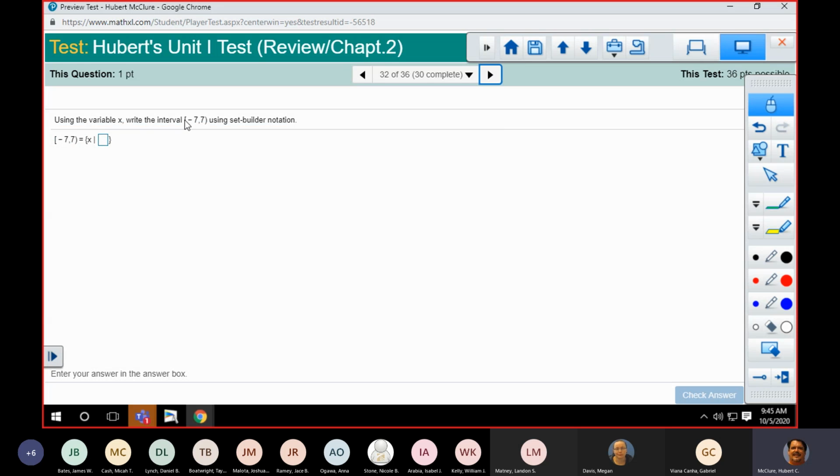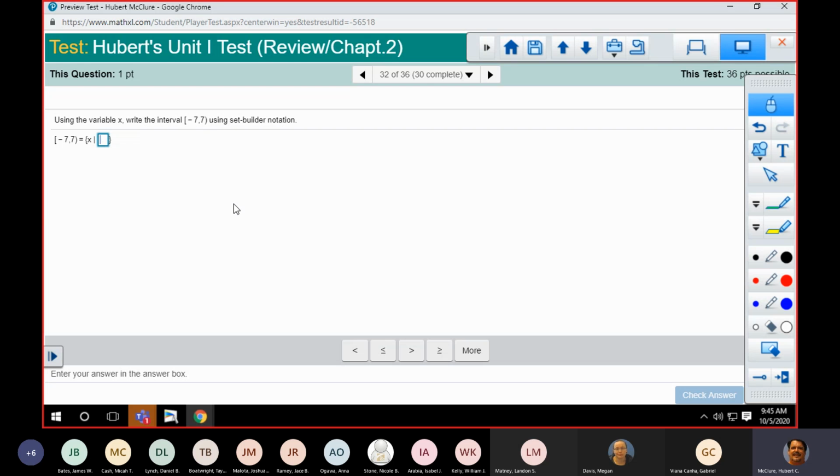Use the variable, write the interval -7, 7, use set builder notation. X such that X is between -7 and 7, that's going to be less than or equal to, X less than or equal to, or less than 7.